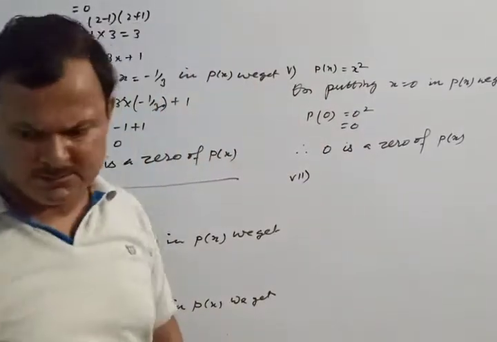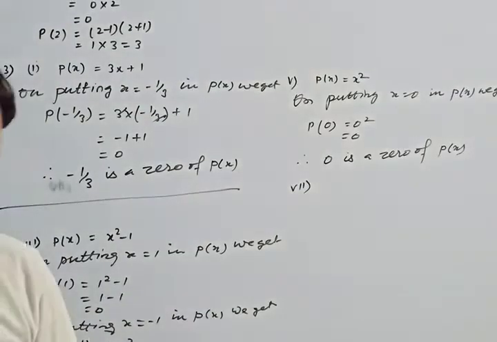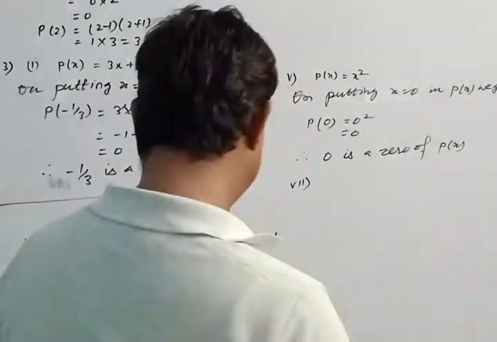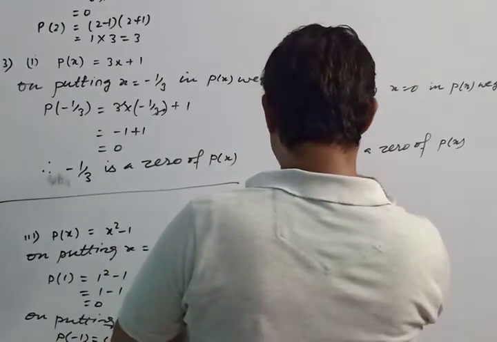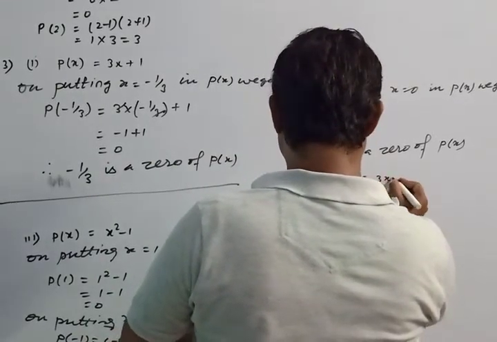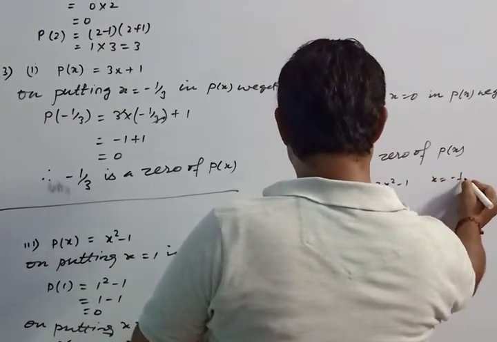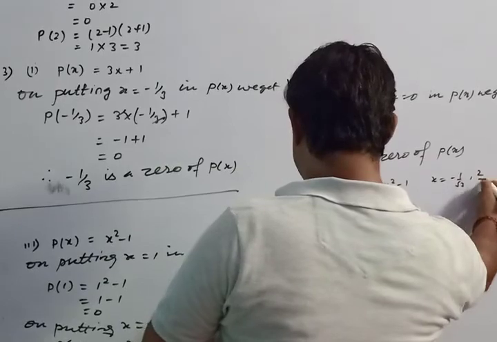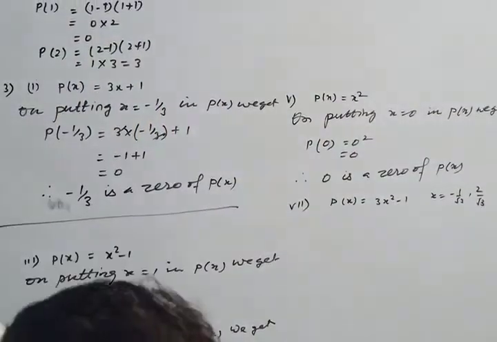Next, question number 7. Last question of this. Last question is given p(x) is equal to 3x square minus 1. Here two values are given, minus 1 by root 3 and 2 by root 3. And we have to check whether both are zeros of this polynomial or not.